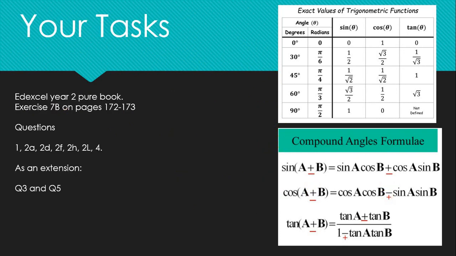All right, your tasks. You've got the Edexcel Year 2 book, you know how to get onto it, exercise 7B, pages 172 to 173. The questions I want you to do definitely, and you have to put onto Google Classroom marked for me please, would be 1, 2a, 2d, 2f, 2h, 2l and 4. And as an extension, if you want to do some extra work, then do questions 3 and 5, as well as doing anything missing from question 2 if you want to.